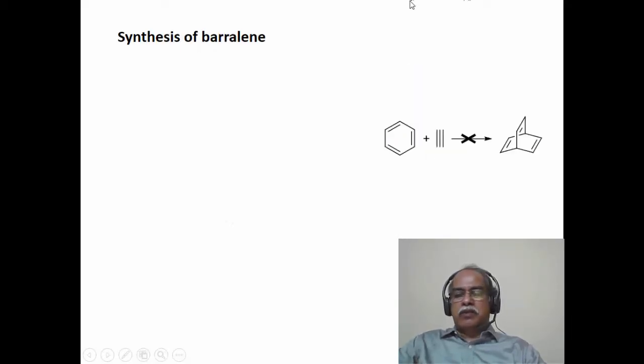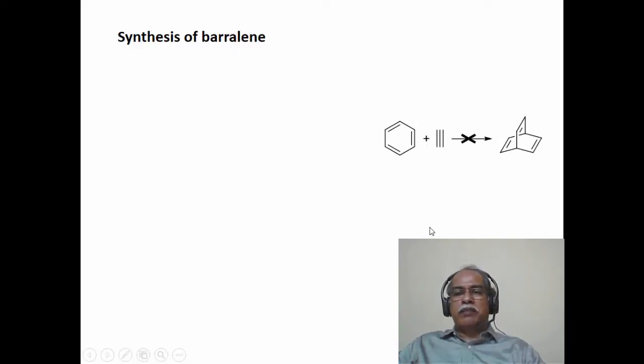Now, let us take a beautiful example of barrelene. This molecule is called barrelene because it is supposed to look like a barrel. It is essentially a 2-2-2 bridged bicyclic system. Retrosynthetic analysis will tell you that this molecule can be produced by a Diels Alder reaction between benzene and acetylene. Of course, benzene does not undergo Diels Alder reaction readily, and neither does acetylene. Both of them are very inert compounds, and they don't undergo Diels Alder reaction between themselves to produce barrelene.